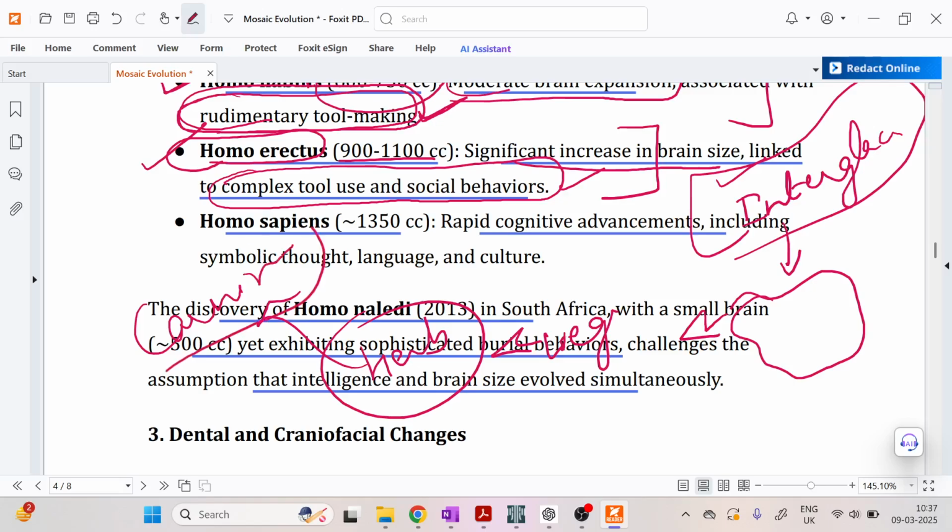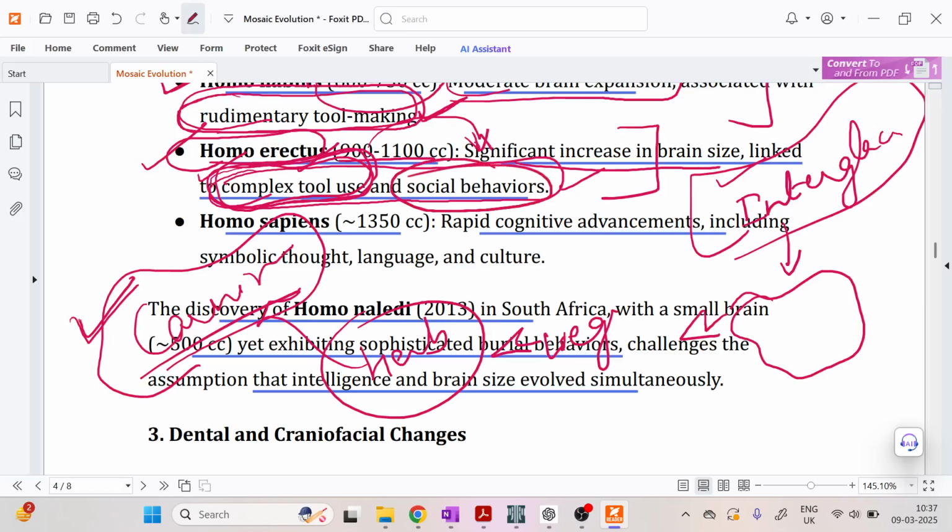So predation increased manifold, and to avoid that predation we needed complex tool use so that we can survive that time. We can exploit the environment in a way that the survival of the whole species can be ensured. And this survival depended on not only complex tool use but social behavior as well. And both these phenomena were related to cognitive development, related to increase in brain size.